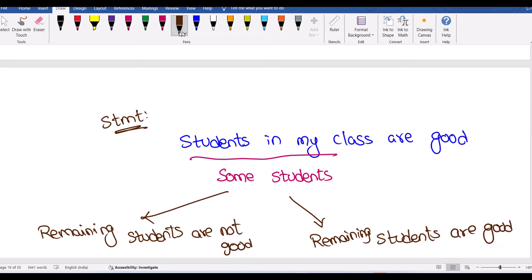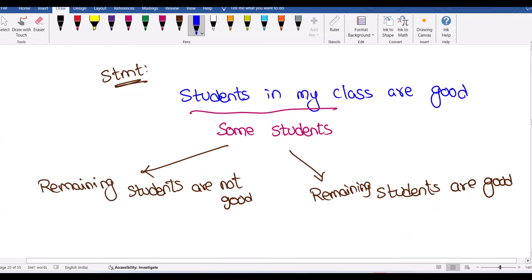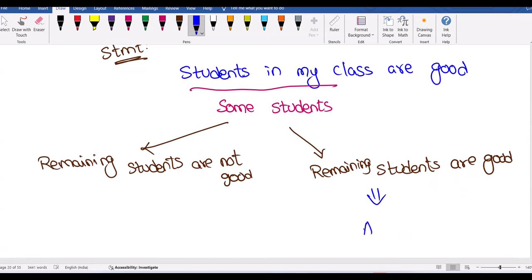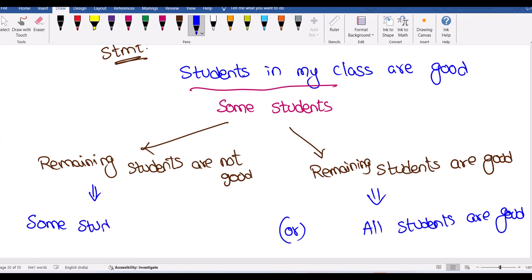Now, what might be the outcome from this? If students in my class are good and the remaining are also good, it means all students are good. So in the statement that some students are good, there is a chance, it's not a guarantee. It can be that all students are good, or some students are not good. Remaining students means some people, so some students are not good. This is the problem. In the statement, students in my class are good, it might be a possibility that all students are good, or I can take that some students are not good.